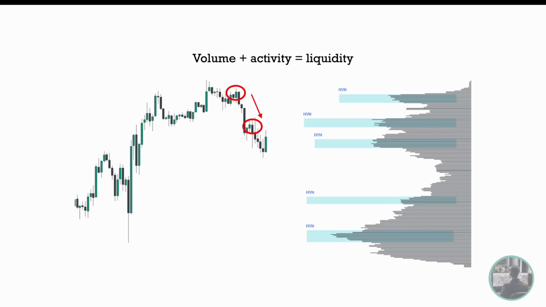Now that fuel builds up in very specific areas, the HVN. That's where the market loads the tank. Buyers and sellers meet, orders get filled, and volume stacks up until price has enough energy to make its next move.